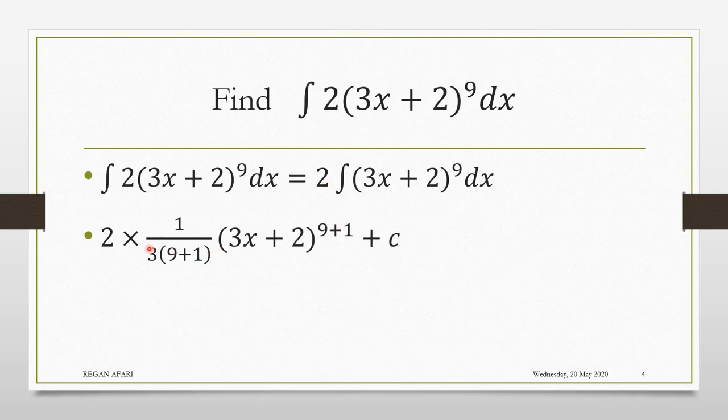So this 2 is out. Then we add 1 to the 9, so we have 9 plus 1, and that is what is here. But do not forget the 3. It must divide. That is the rule. Then plus c. We can clean this up. 9 plus 1 is 10, but 2 goes into 10 5 times. 3 times 5 is 15, and this is what we have. We are done.